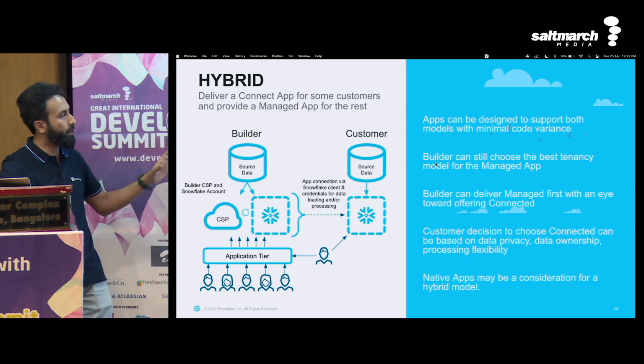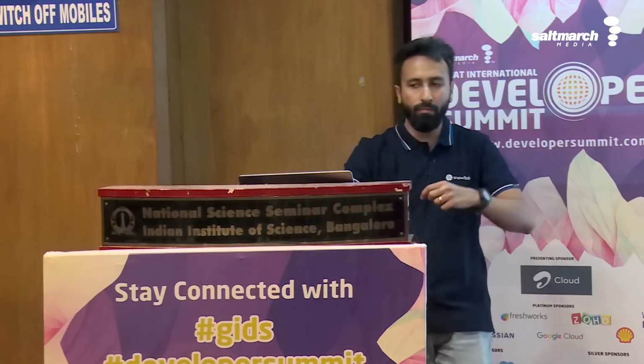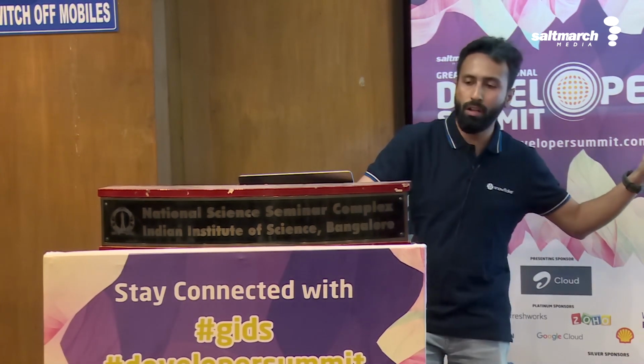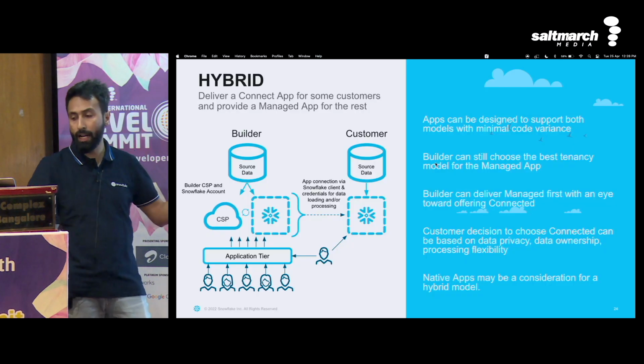Now, remember, we talked about a hybrid approach as well, wherein we were starting off with a managed service model and then moving on to a connected deployment approach. And again, what a hybrid approach allows you to do is build this out with minimal code variance. So say you built out a managed application, and then you said further down the line, I want to be able to have a connected deployment method as well. You could do that in a hybrid setup.